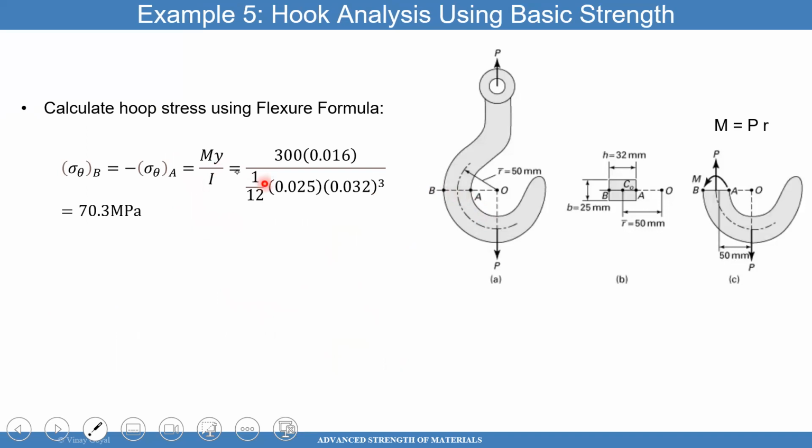You can use a simple formula back from mechanics of materials, My over I. You know how to calculate the moment of inertia for a cross section. It's 1 over 12 b h cubed. The moment is 300 times 0.016. We know how to do the moment calculation because it's that load P times that distance R, and that's going to give you that number.